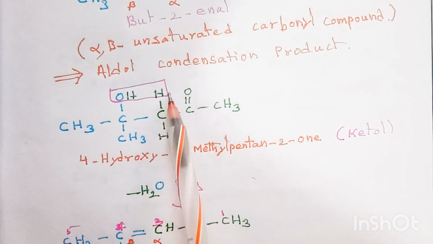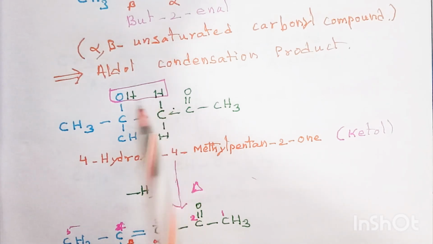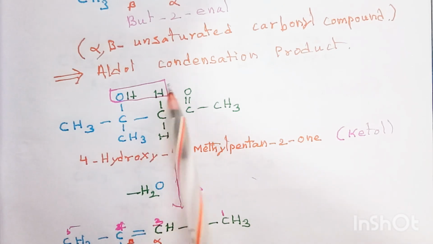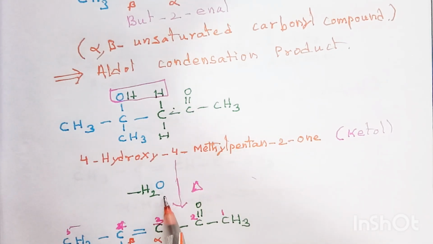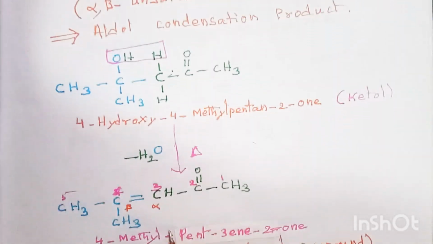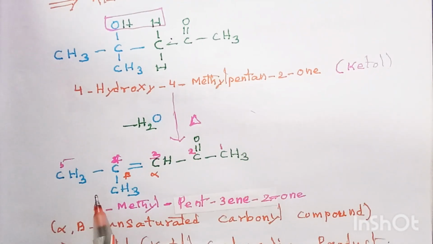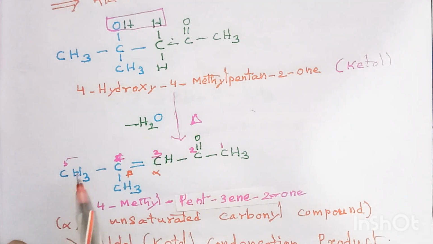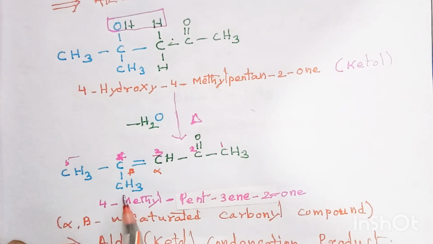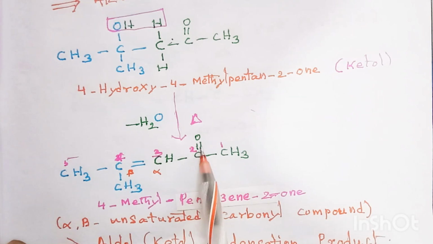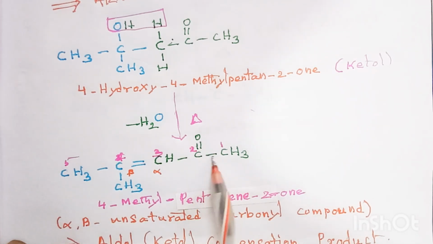This hydrogen, the alpha hydrogen, and the OH of this carbon will join together upon heating to give out a water molecule and give us the aldol condensation product or ketol condensation product. As a result of that, we will get CH3 CH3 C double bond CH C double bond O CH3.